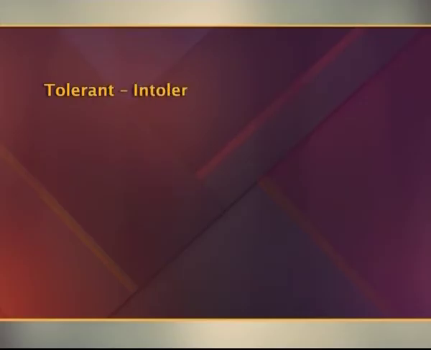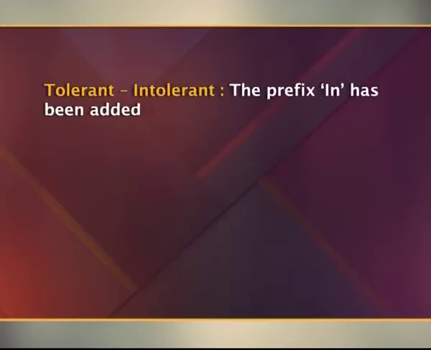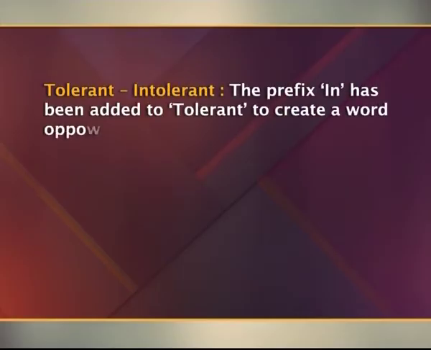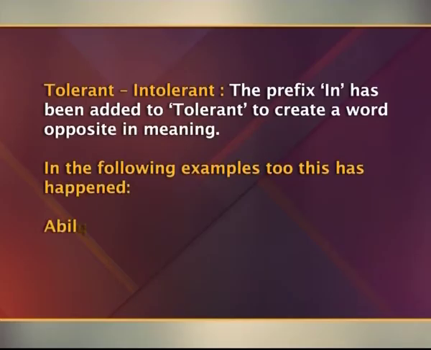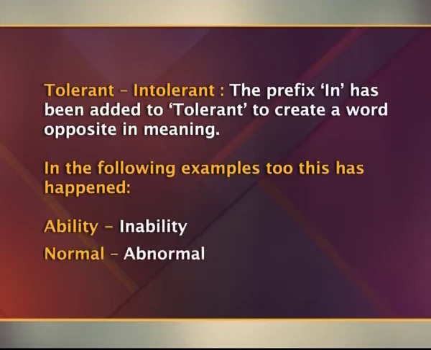As we have seen, the above antonyms can be constructed by using suffixes. Some of them can also be constructed by using prefixes. Here are some examples. Tolerant, intolerant. The prefix in has been added to tolerant to create a word opposite in meaning. In the following examples too, this has happened. Ability, inability. Normal, abnormal.